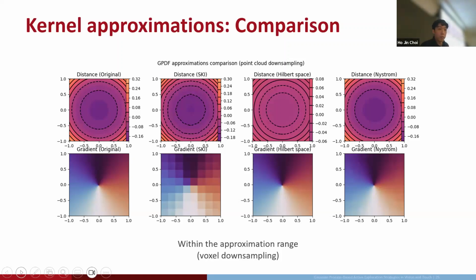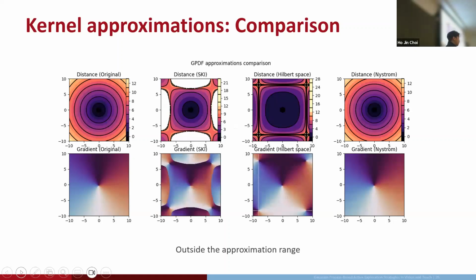The most important thing is outside of the approximation range. If you look outside of the approximation range, only the Nystrom method works. So in our case, if you have very few points, then using a normal Gaussian process with voxel downsampling works. But if you have about 10,000 or more points in the point cloud, then we choose the Nystrom method to approximate this process.